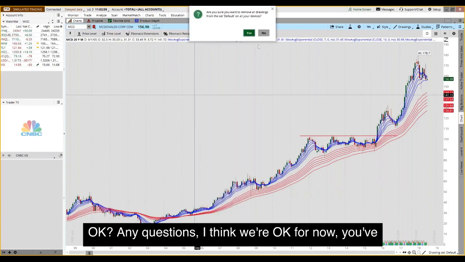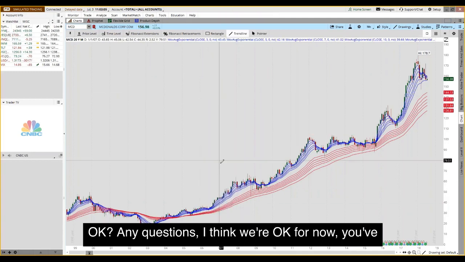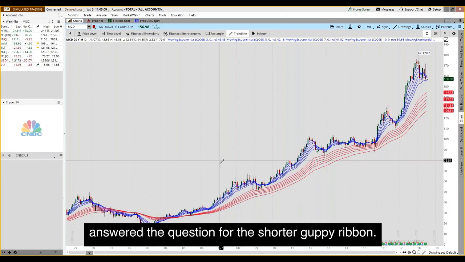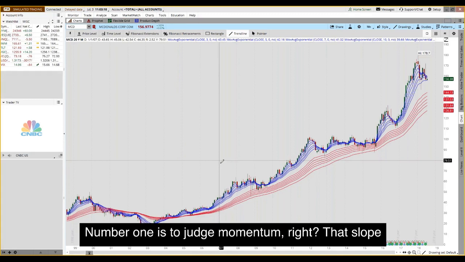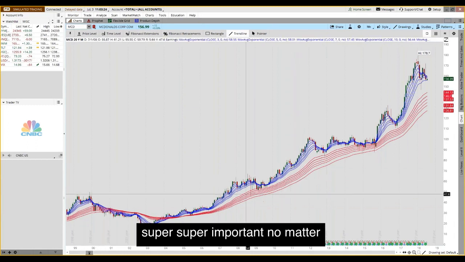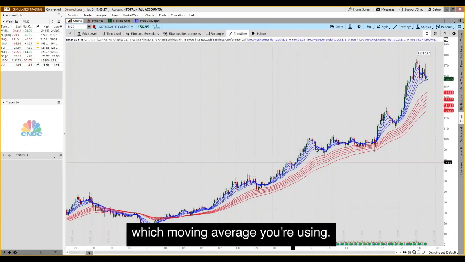Okay. Any questions? I think we're okay for now. You've answered the question for the shorter guppy ribbon. What else do we need to know about for moving averages? Just remember what they're really used for. Number one is to judge momentum, right? That slope, super, super important no matter which moving average you're using.